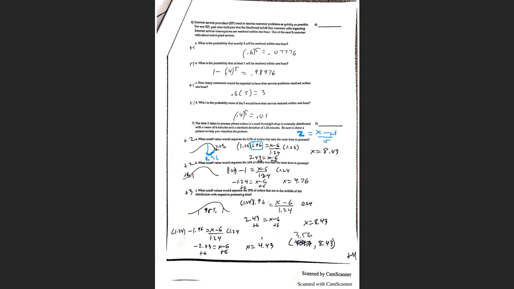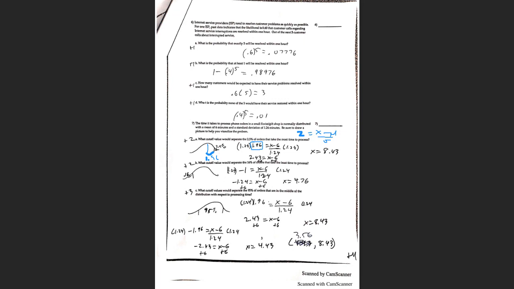So we know the z now, 1.96. We do not know where that score is, so that's x. We do know the mean is 6, and we do know the standard deviation is 1.24. So now this is like the most algebra we do in this class. We multiply both sides times 1.24, and we get 2.43 equals x minus 6. We add 6 over. So that means the cutoff for the top 2.5% is 8.43.